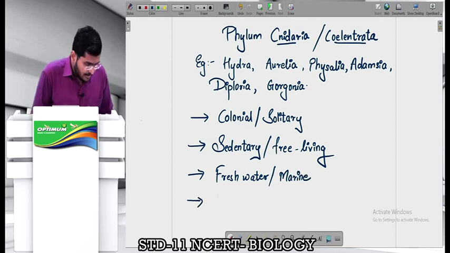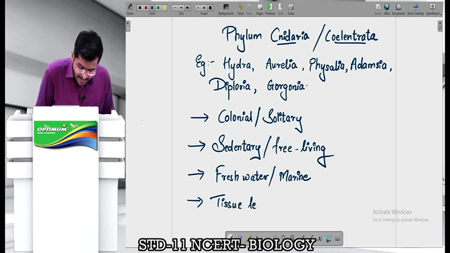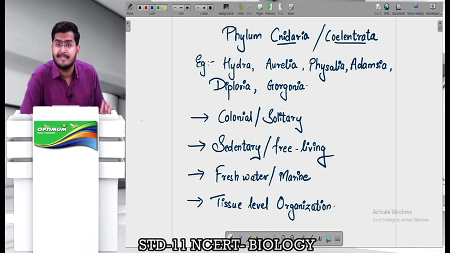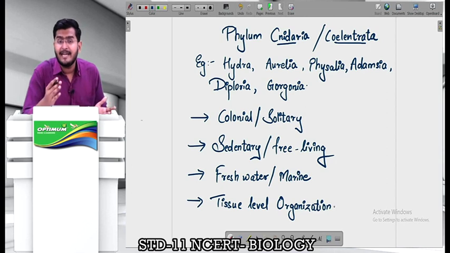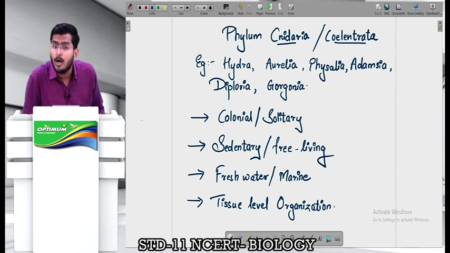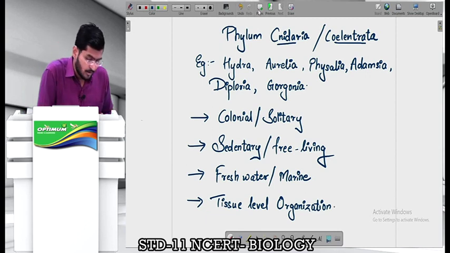Other than that, let me tell you that they show tissue level organization. Now this is a very important point, because in Porifera we said that those organisms show cellular level of organization, but we are saying that coelenterates are going to show tissue level organization. So can you see there has been an evolutionary change wherein from cellular level organization these organisms have gone ahead to form tissue level organization.